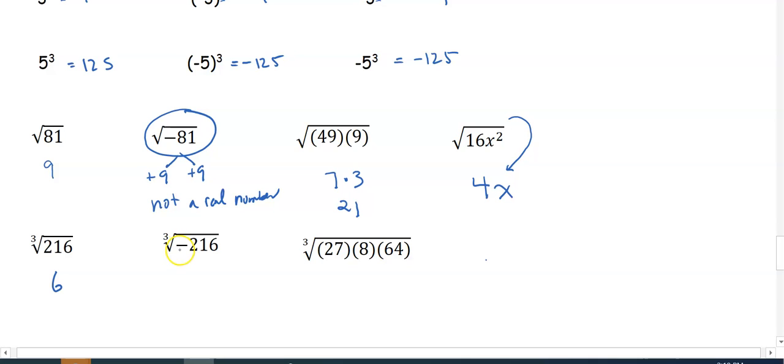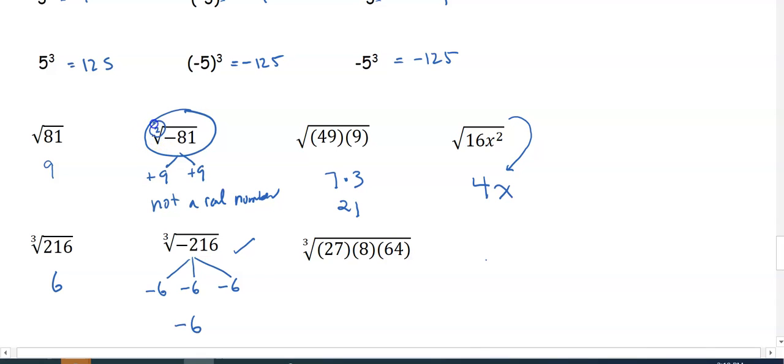Here, can you take the cubed root of a negative? Well, let's see. Since it's cubed root, I want 3 equal factors. And I know 6 times 6 times 6 is 216. If I made them all negative, would that product be negative? Oh yeah, 3 negatives make a negative. So you can take the cubed root of a negative. All right? You just cannot take the square root. Get it?